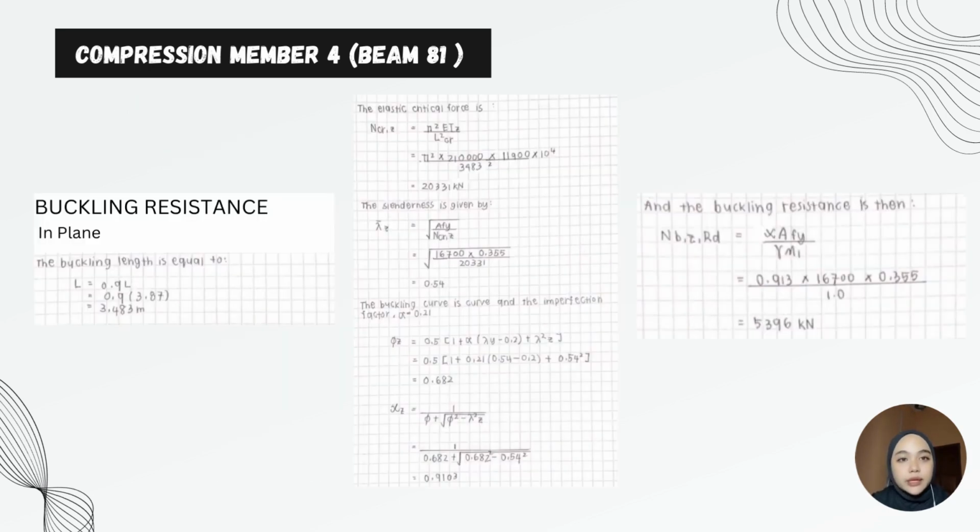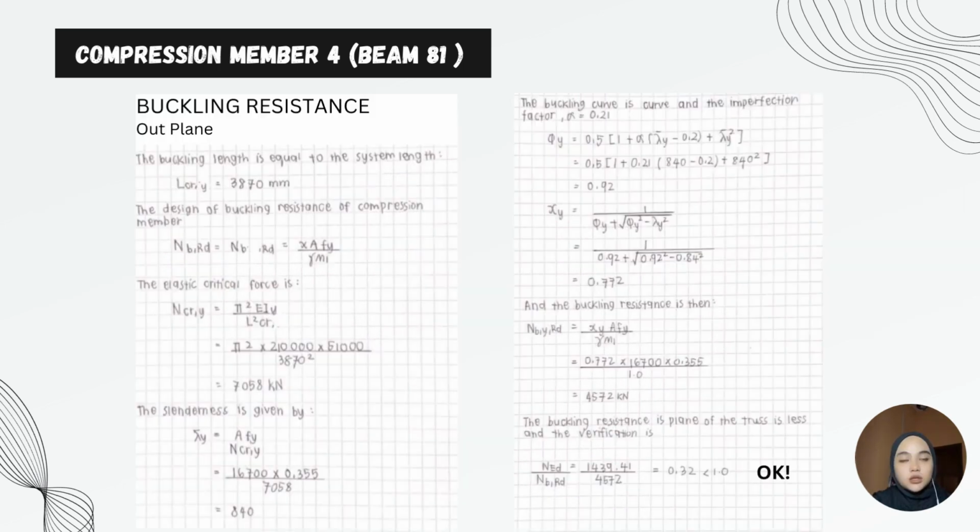Next we find the buckling resistance. The first one we find is the in plane. So the buckling length is equal to 3.483 meter. So we find the buckling resistance of the compression member. The elastic critical force is 20,331 kilonewton, and the slenderness is 0.54. So the buckling curve is curve C, and the imperfection factor is 0.21, and the buckling resistance is 5,396 kilonewton.